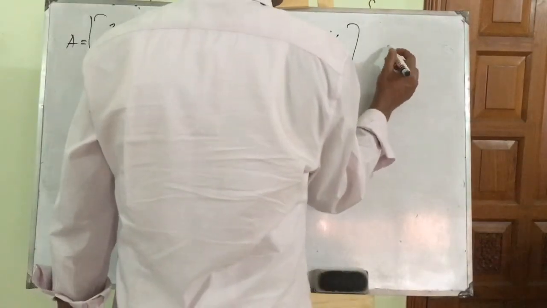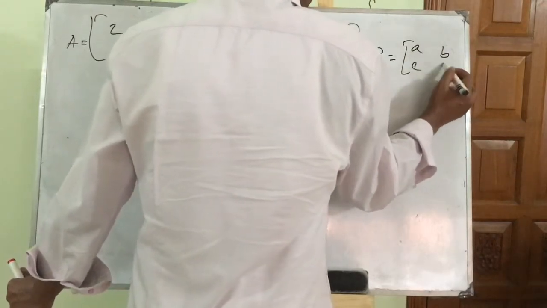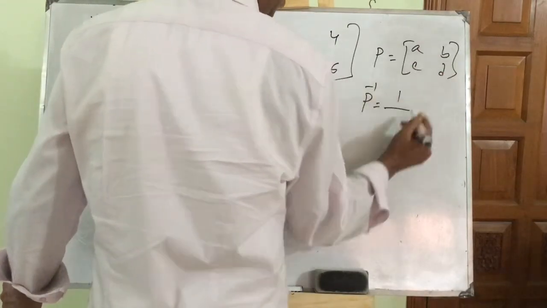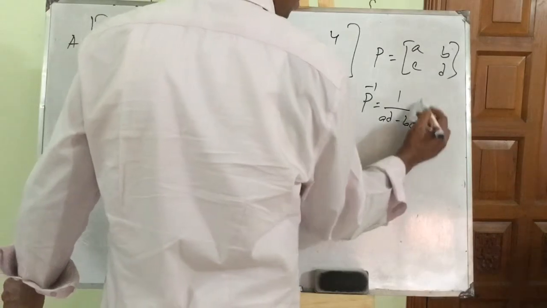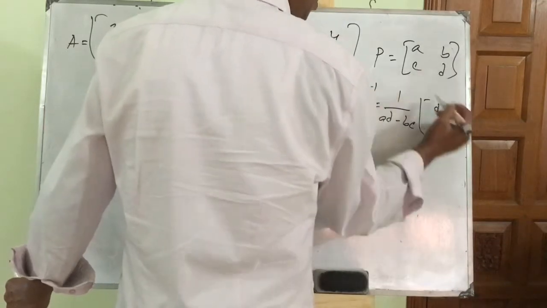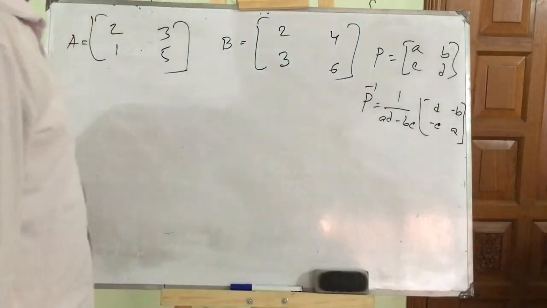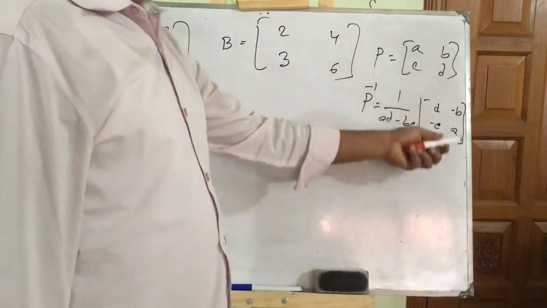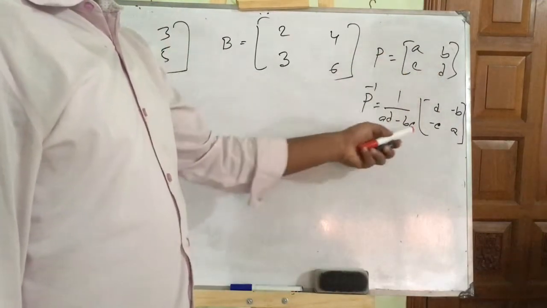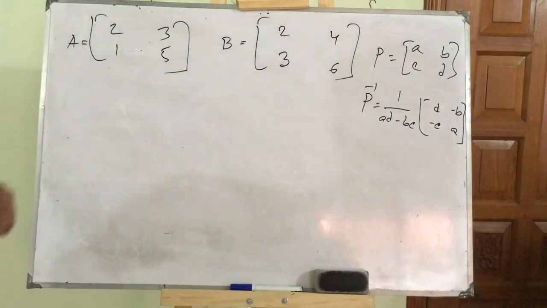Let's say you have a matrix P equals A, B, C, D. Then the inverse matrix, P inverse, will be 1 divided by AD minus BC. Then A and D interchange positions: D will come here, A will go there. B and C have their signs reversed. So A and D change positions, B and C get a minus sign, and all of this is divided by AD minus BC. This is the rule for finding the inverse.